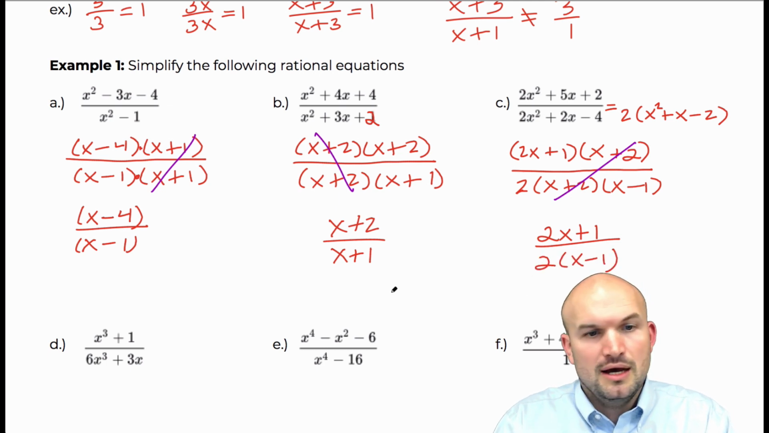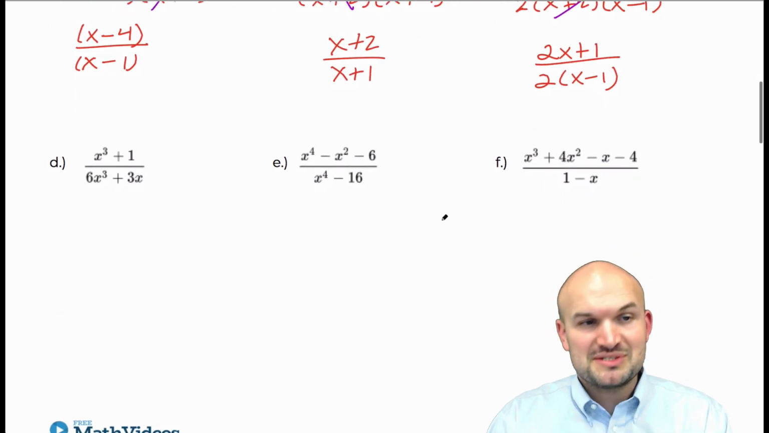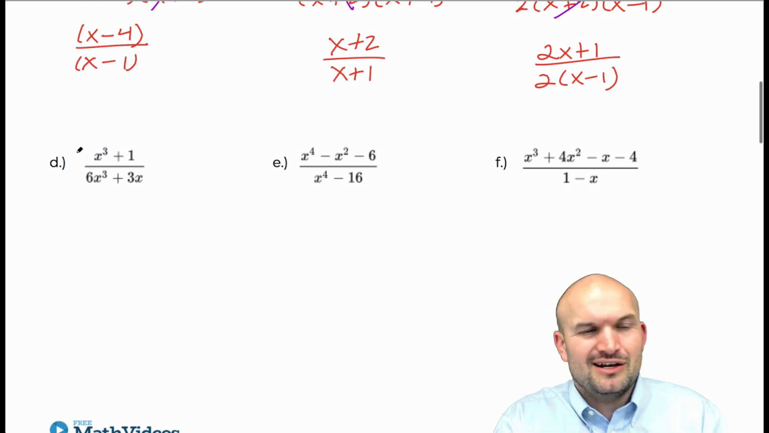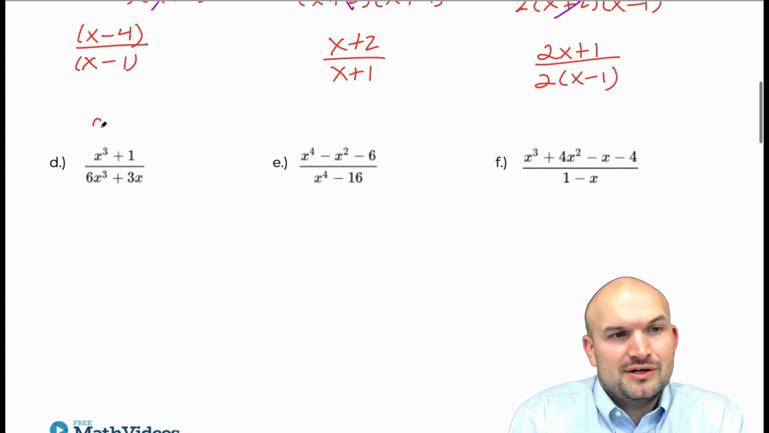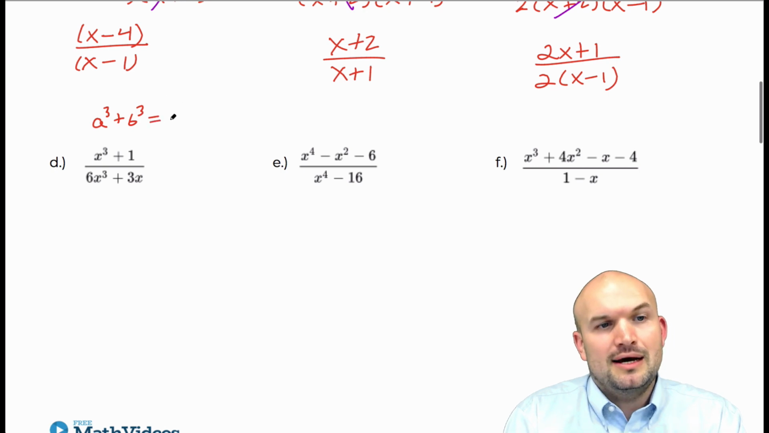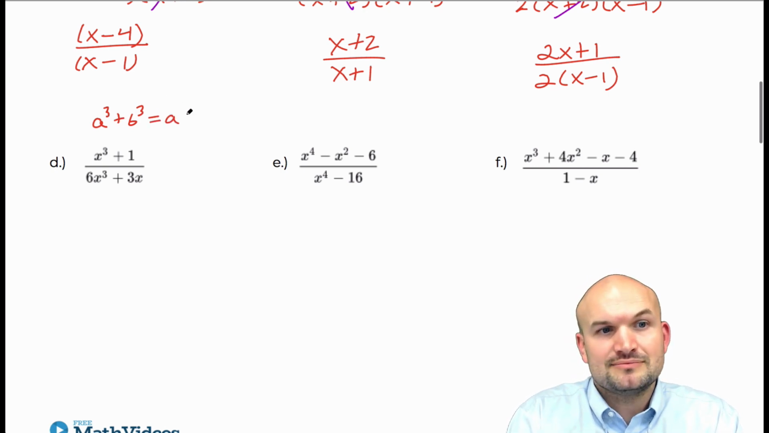The next one, a lovely sum of 2 cubes. That is one of those formulas that we discuss in class. I'm not a stickler on this formula because it only shows up every once in a while, but it's important for students to recognize this relationship. So when we have a cubed plus b cubed, that's going to be a plus b times a squared minus ab plus b squared.